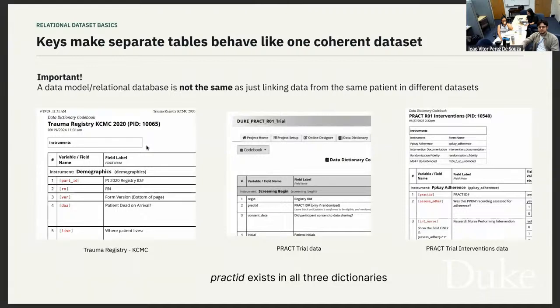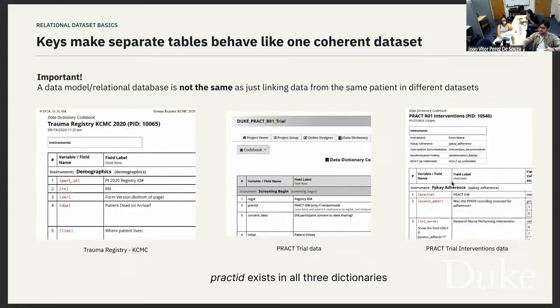And then, importantly, this is not the same as just linking data from the same patient in different data sets. The closest example that we have running at Gemini would probably be the work that we do with the PRACT study. We collected data related to the PRACT study in 3 different data sets, in actual 3 different REDCap forms. The first one is called the trauma registry. The second one is the PRACT trial data. And the third one is the interventions data.